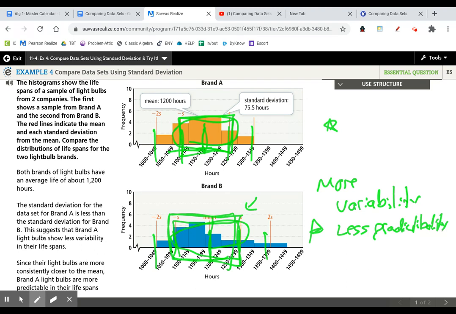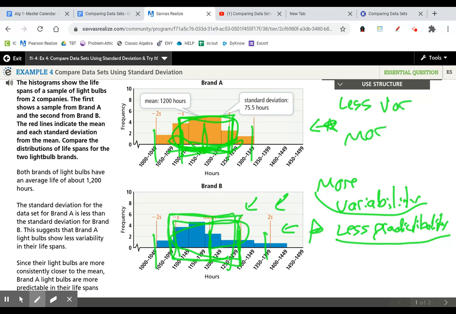word predictability right there. So again, the more spread out it is, it has more variability, and it has less predictability. If we buy a light bulb from this company, we have a less chance of knowing how long it's going to last than if we buy it from this company. We get a lot of our data in here in the middle, right? So this one here has less variability, and it has more predictability.